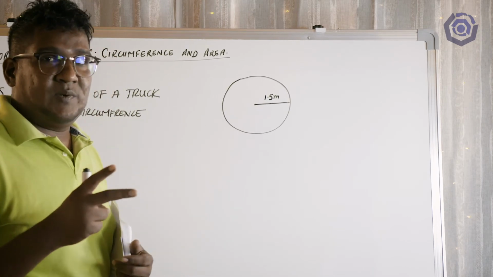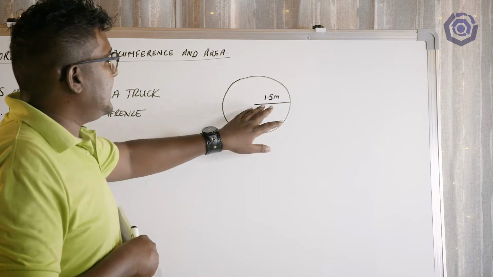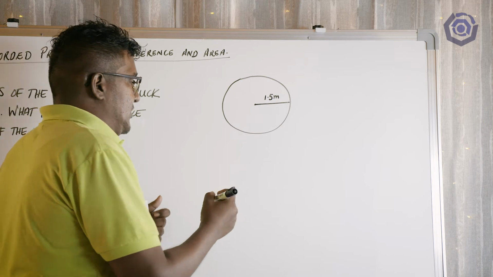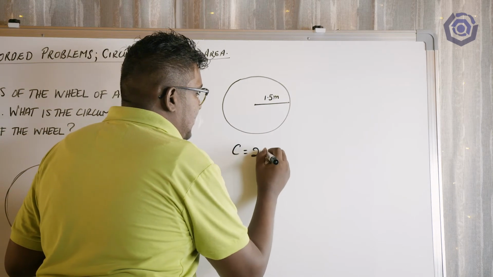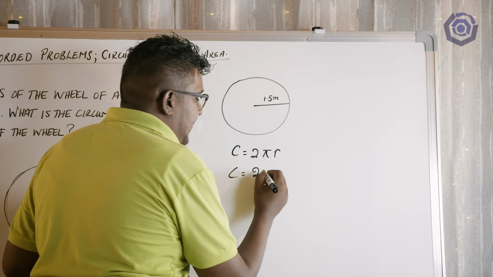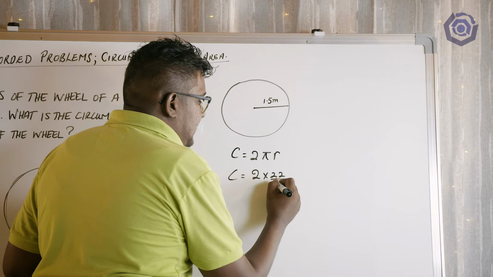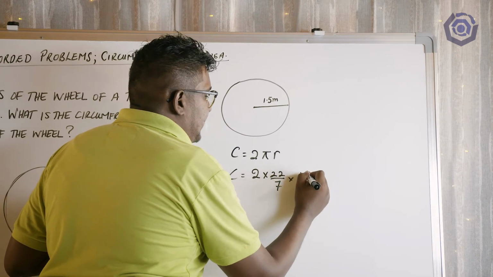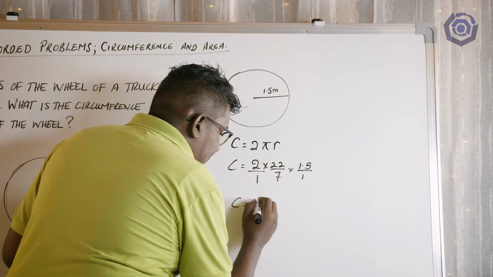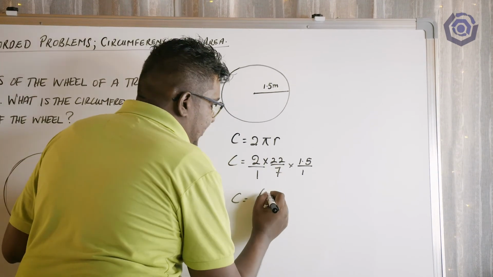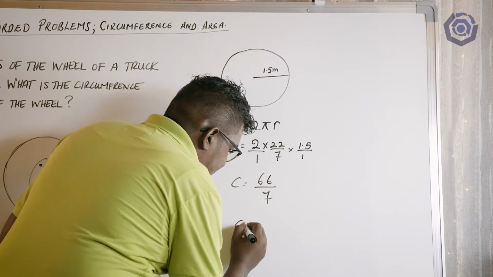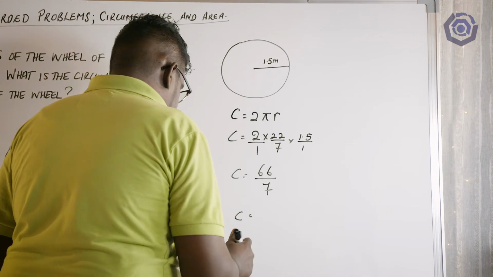Now remember, there are two formulas when finding the circumference. In this case, since we have the radius, we have to use the radius formula. And the radius formula to find the circumference is C equals 2 pi r. That's going to be C equals 2 times pi, which is 22 over 7, and r is 1.5. Make them into fractions. We put them over 1. So C is going to equal 2 times 22 times 1.5, which gives me 66 divided by 7.